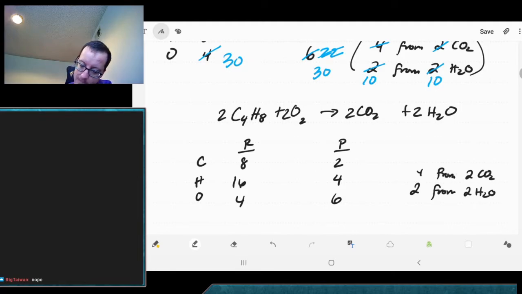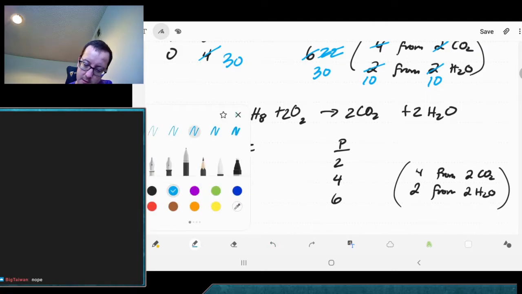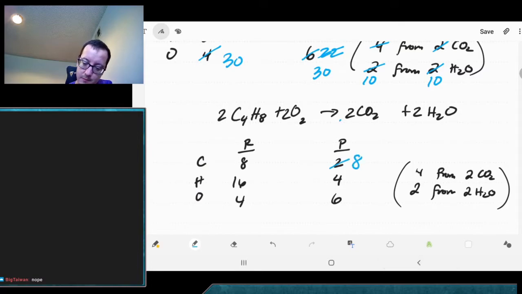Okay. So doing this just like always, I guess I need to switch colors. I will be consistent. So we move this to 8. Okay, so then that's going to now give us 16 oxygens. 16 plus 2 will give us 18 oxygens total.